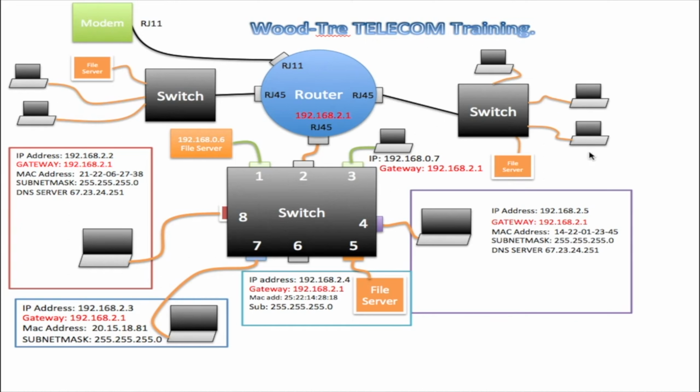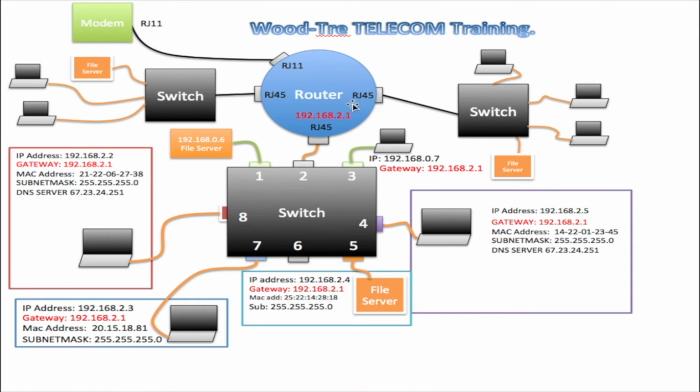Now one thing that I want to point out to you is that with a router, these RJ45 ports are not able to talk to each other. So this local area network would not be able to talk to this local area network, or this one here would not be able to talk to this one. These local area networks just use the router to get on to the internet.